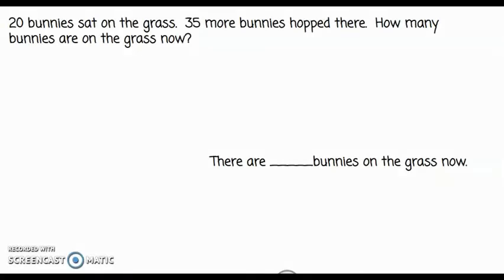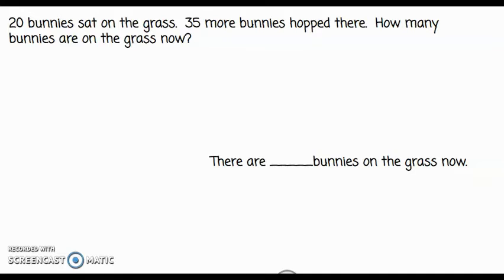Now we are going to apply the read, draw, write strategy. Let's read this problem together. 20 bunnies sat on the grass. 35 more bunnies hopped there. How many bunnies are on the grass now? Now that I've read the problem once for understanding, I'm going to reread the problem and try to represent the problem using a visual strategy called a tape diagram.